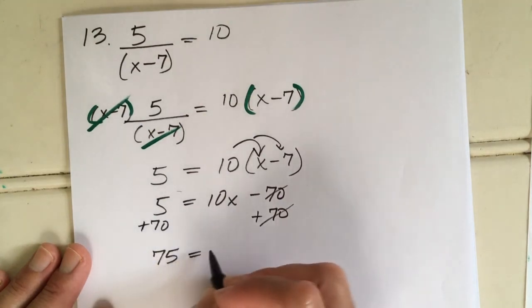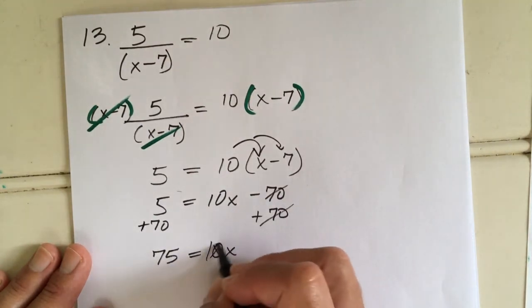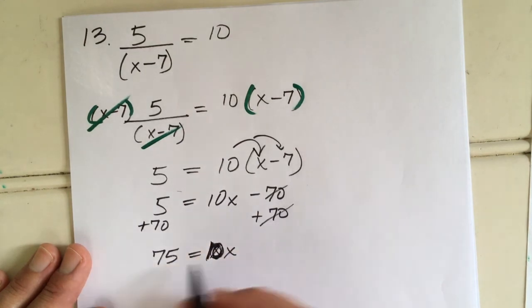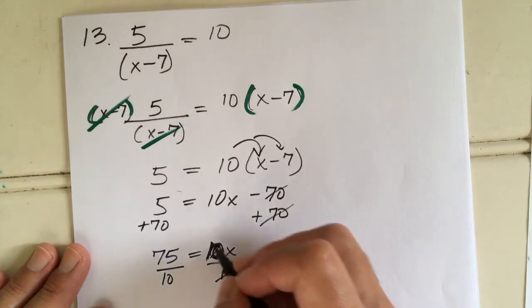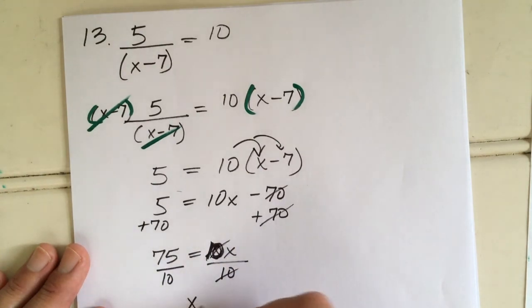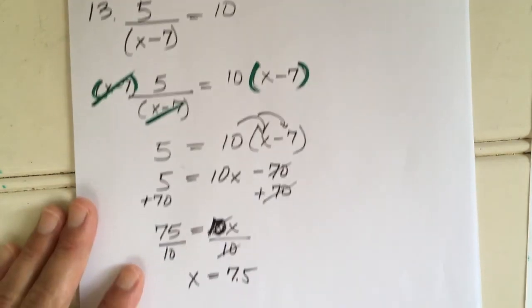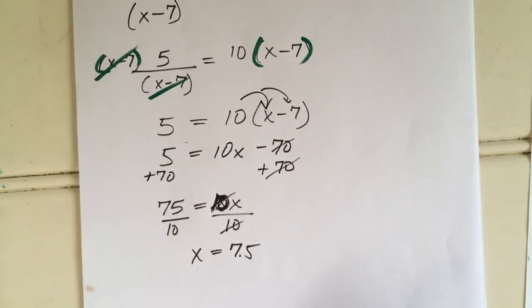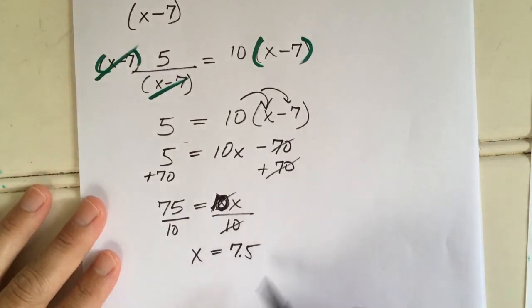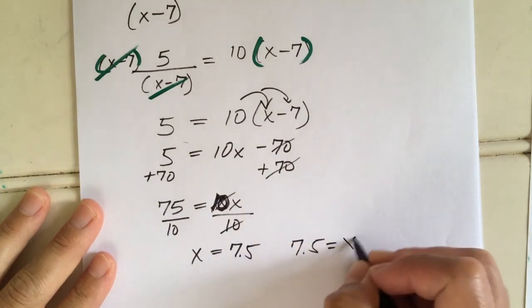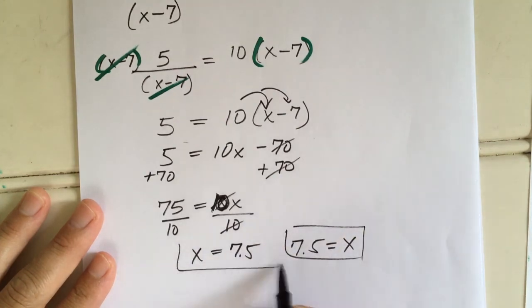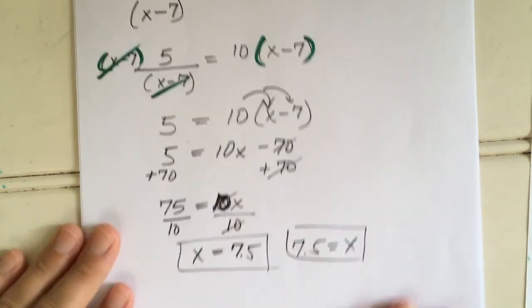75 then is equal to 10x. And then divide both sides by 10. Cancel, cancel. And we're left with x is equal to 7.5. I did a little switch there. I moved the variable over to the other side. I just do that because usually I like reading x equals 7.5, but I could have left it like 7.5 is equal to x. That's still fine. It's just the way we normally do things.